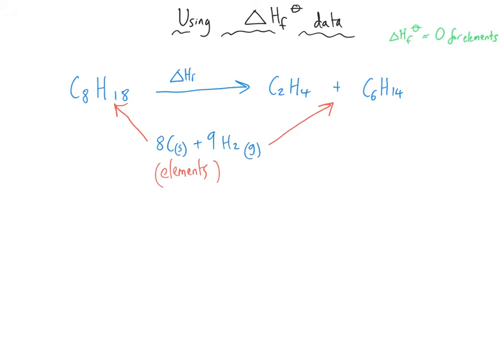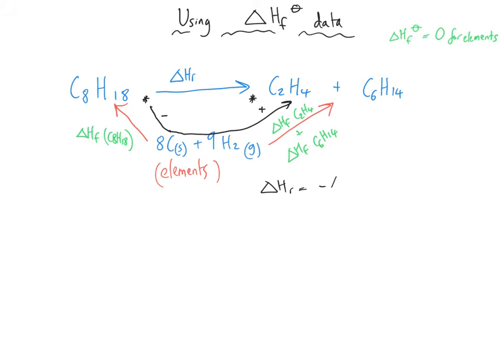So what's happening on the left-hand arrow is this is the enthalpy of formation of octane, C8H18. And this is the enthalpy of formation of ethene, added to the enthalpy of formation of hexane. And so to work out our enthalpy change for the reaction, remember we're starting at the bottom of the blue arrow and we're finishing at the top of the blue arrow, so we need to find the alternative route. So we're going against that first arrow, so that's going to be negative, and then we're going with the second arrow, so that's going to be plus. And so the enthalpy change for this reaction is negative the enthalpy of formation of octane plus the enthalpy of formation of ethene and hexane.